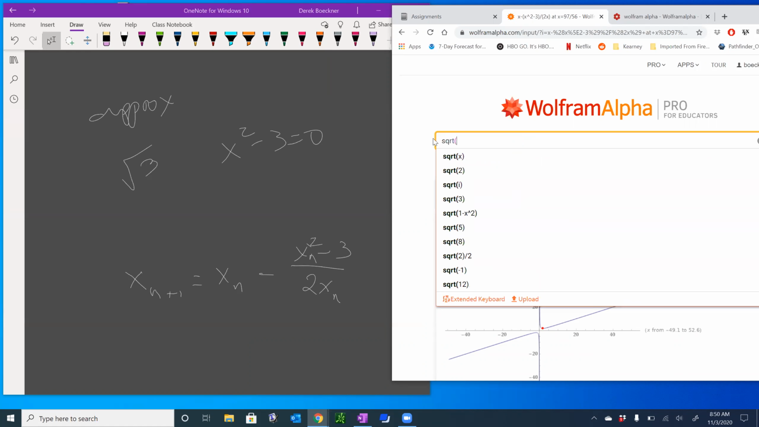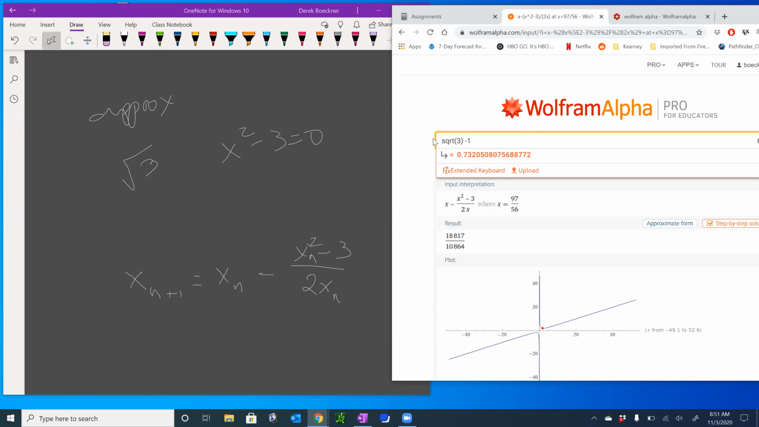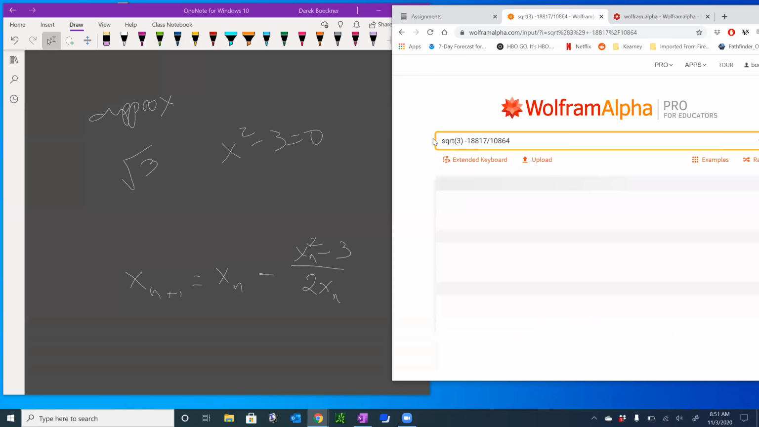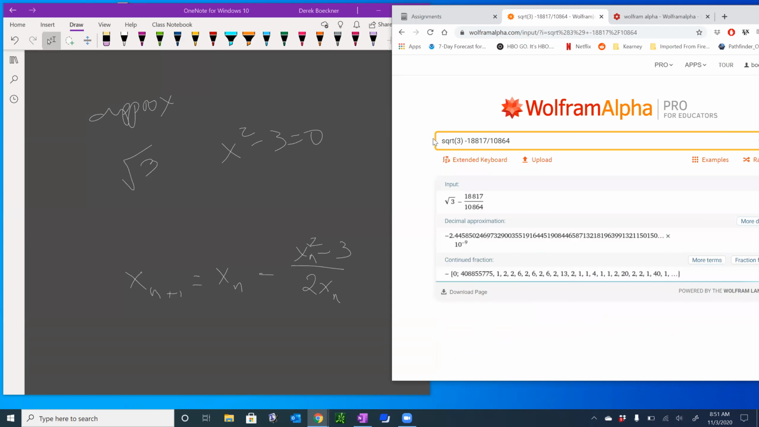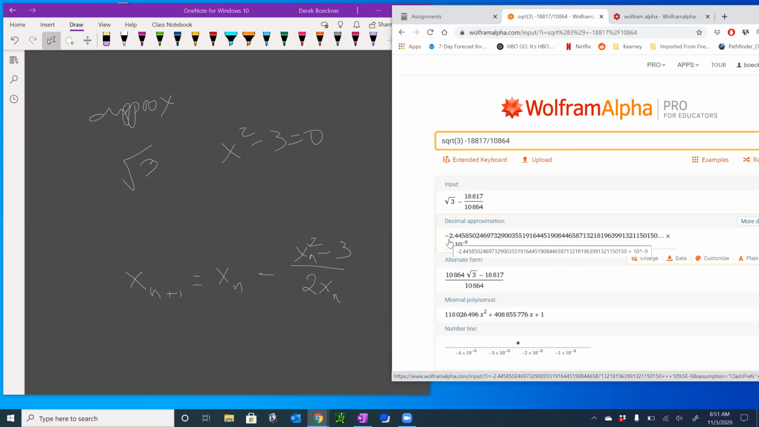Let's take the square root of 3. We're going to subtract from it 18,817 over 10,864. So that's good to like 8 decimal places. That's 9 zeros and then a 2. So just doing Newton's method, what was that, 3 times? You get 9 decimal places basically of the square root of 3, which is pretty good.